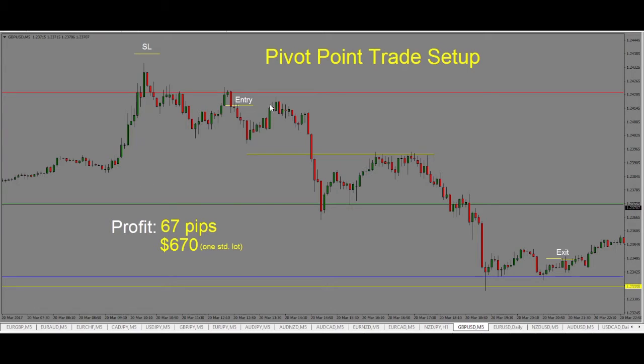So just to recap here, this is our typical pivot point trade setup. Price goes into our R1 level here, makes a lower high, so we can enter the trade once we have a nice bearish engulfing candle here. We enter the trade, stop goes above the high here, and we stay with the trade. The first target is our daily pivot level, which is the green line. Second target is our S1 level, which is right here. Once price starts to go sideways, we can exit the trade. The profit in this trade from entry to exit here is 67 pips or $670 if trading one standard lot.